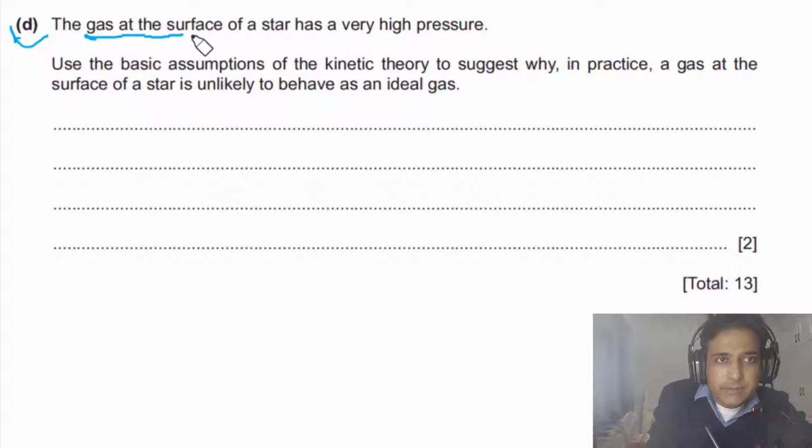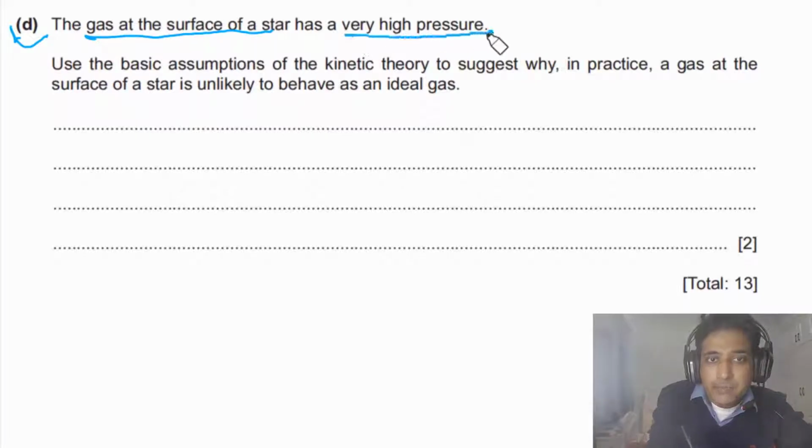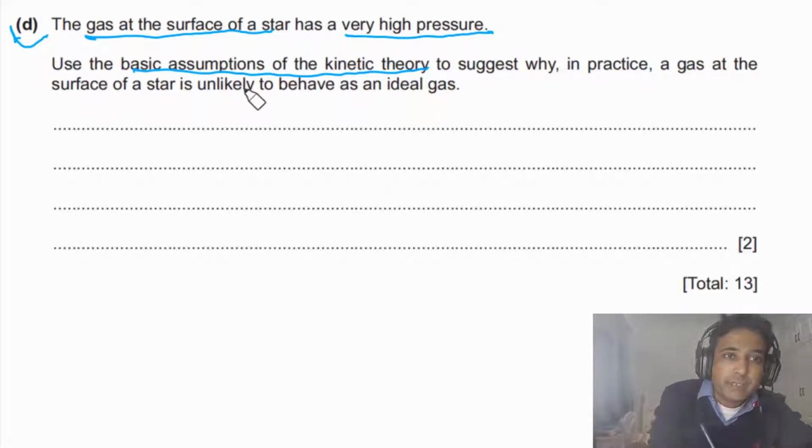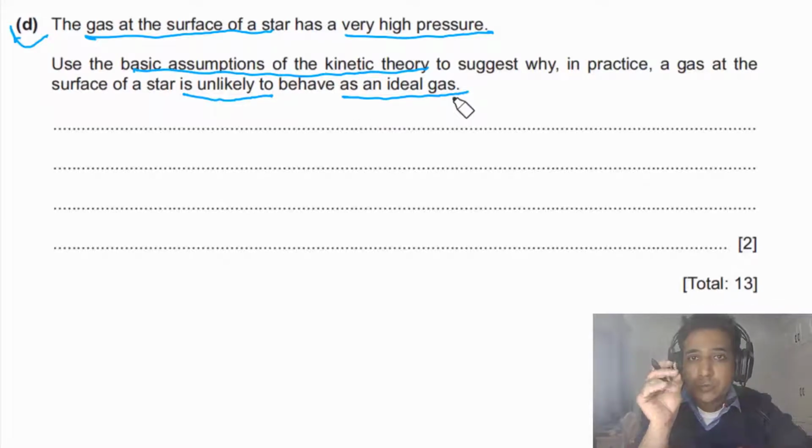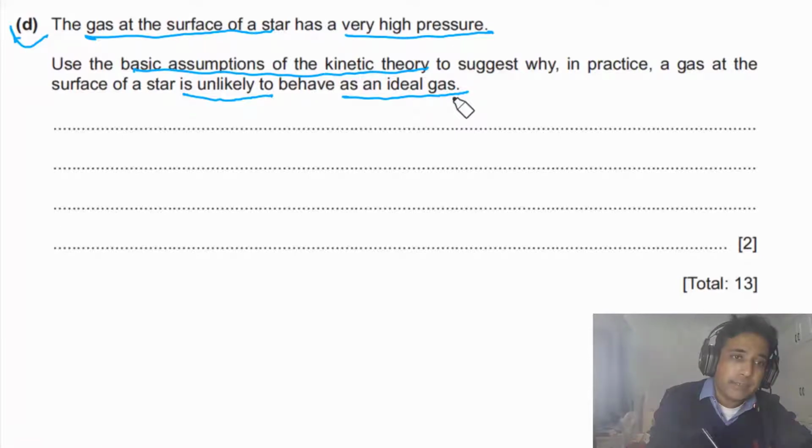Part D says the gas at the surface of a star has a very high pressure. Use the basic assumptions of the kinetic theory to suggest why in practice a gas at the surface of a star is unlikely to behave as an ideal gas. So first of all, we need to understand the conditions for an ideal gas.